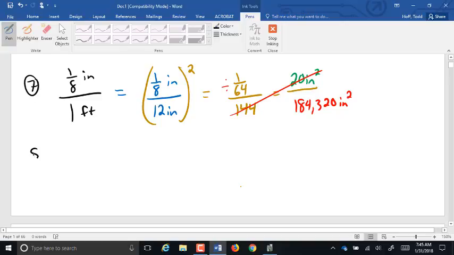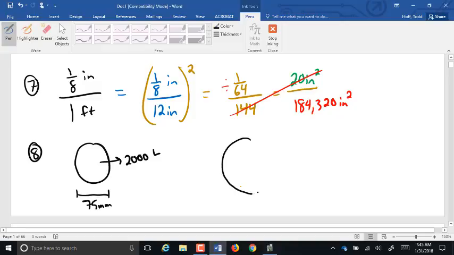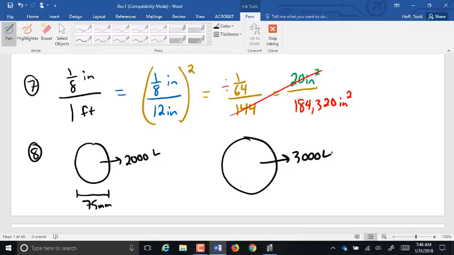So that was 7. Number 8. A pipe at a sewage treatment plant, 75 millimeters in diameter. Now this is an example we kind of did in class yesterday. The pipe is 75 millimeters in diameter, discharges 2,000 liters in a given period of time. They want to increase the diameter of the pipe so that it'll discharge 3,000 liters.